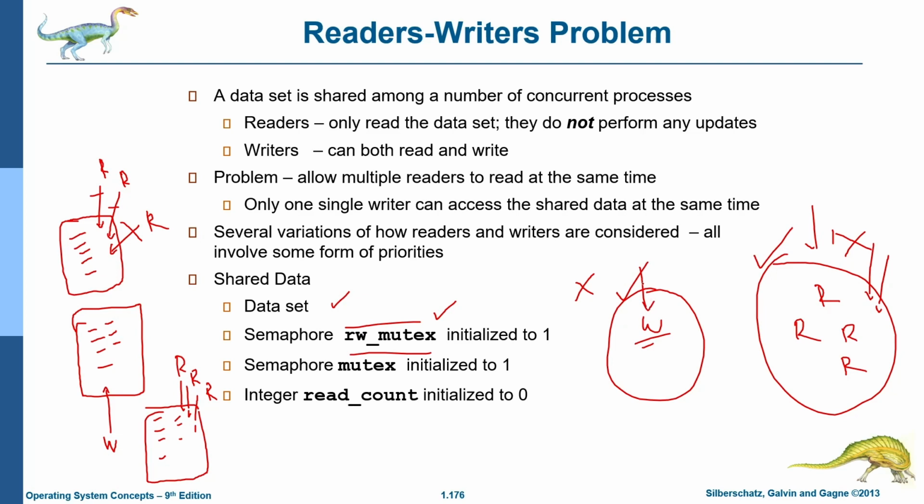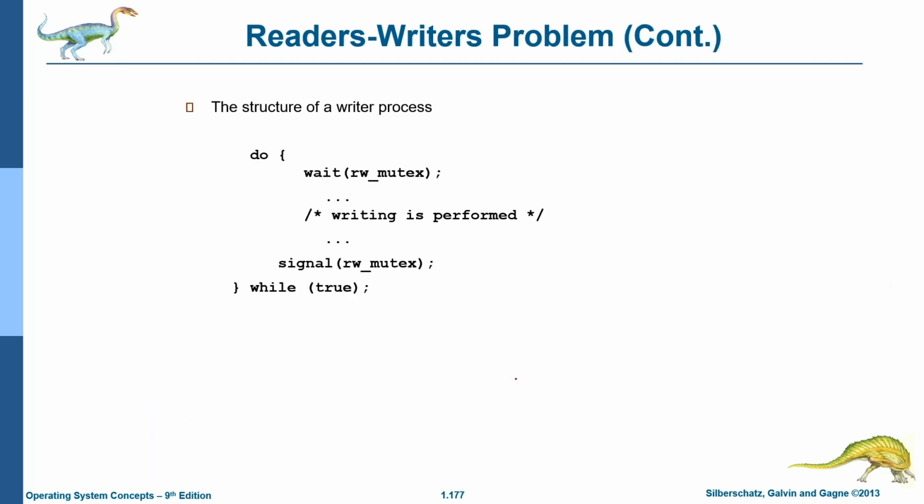Okay? Then we have a mutex. We will see how this is used. It's also a binary semaphore. Then we have an integer. It's not a counting semaphore, just an integer. Read count, initialized to 0. Okay, let's see the writer process. The writer process is very simple. It is the reader process where things get slightly complicated, but it's also easy to understand.